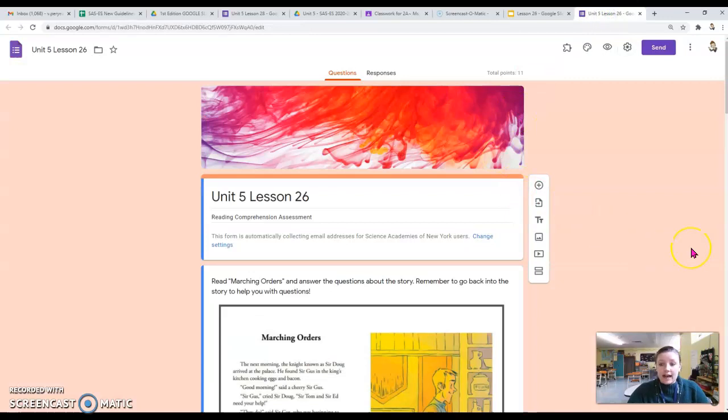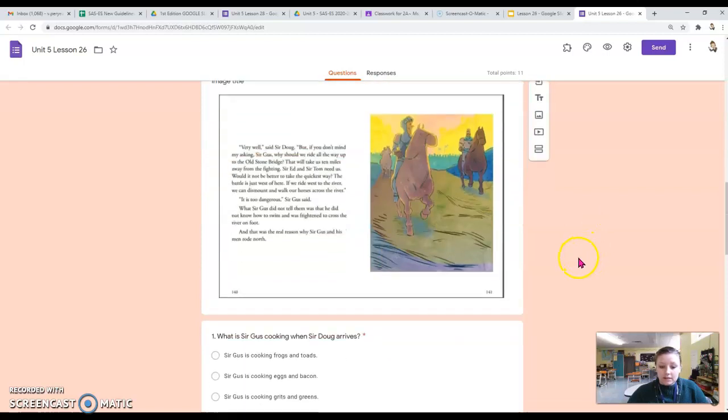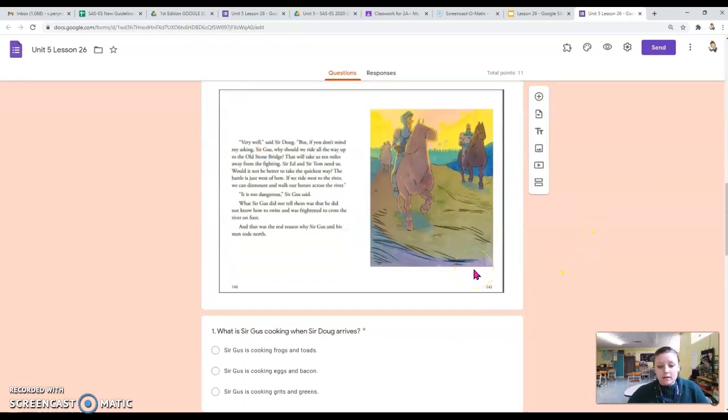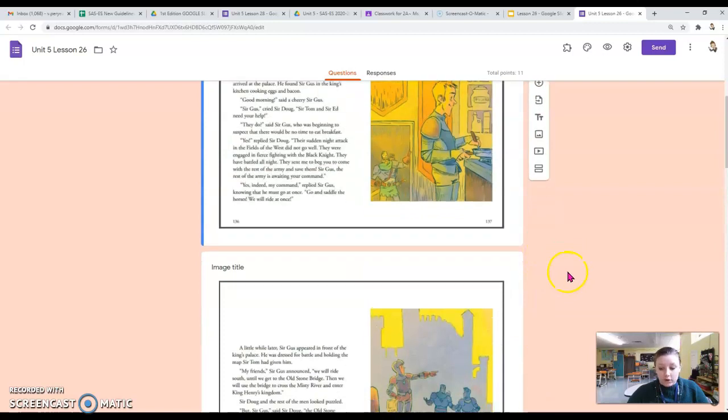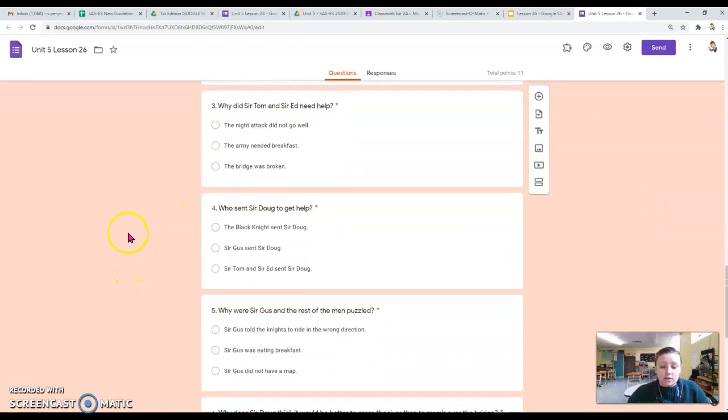Taking a peek over at Unit 5, Lesson 26, this is our Reading Comprehension Assessment. The directions say, read Marching Orders and answer the questions about the story. Remember to go back into the story to help you with questions. You're going to read through from page 136 to 141, the story called Marching Orders. After that, you're going to answer the comprehension questions at the bottom. The first several questions are multiple choice. I would like you to look back in the story to find the answer.